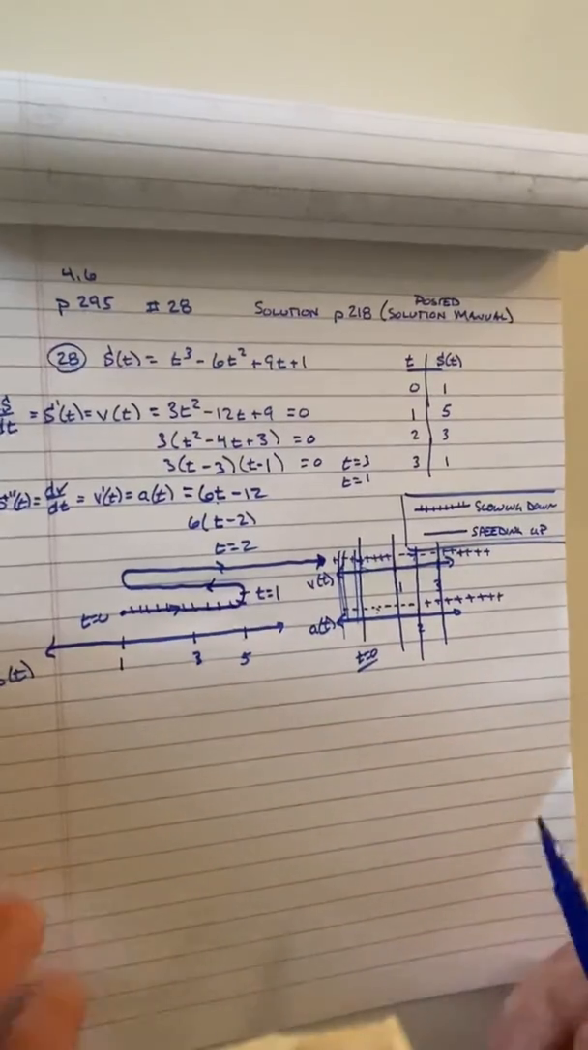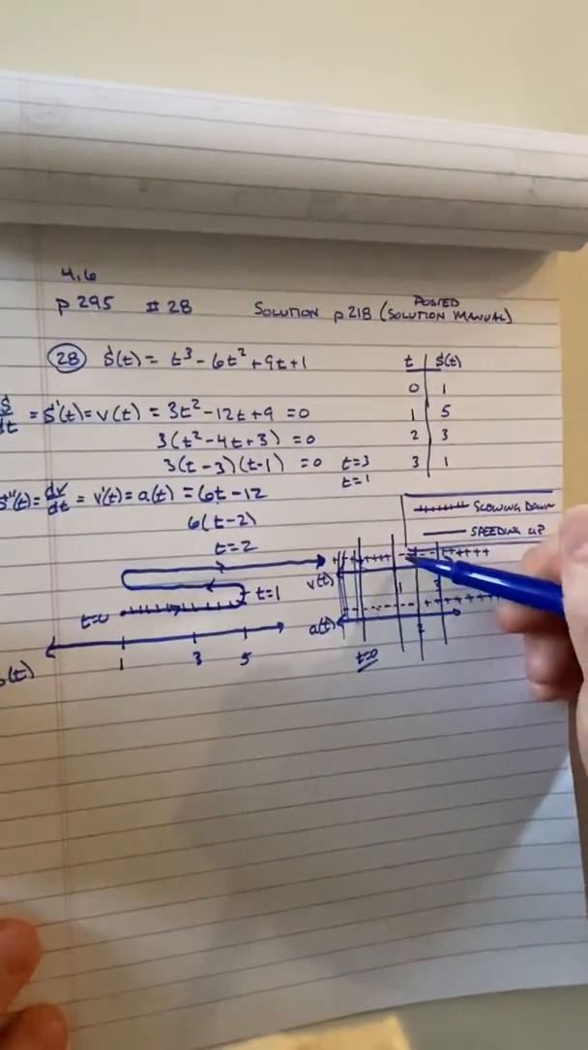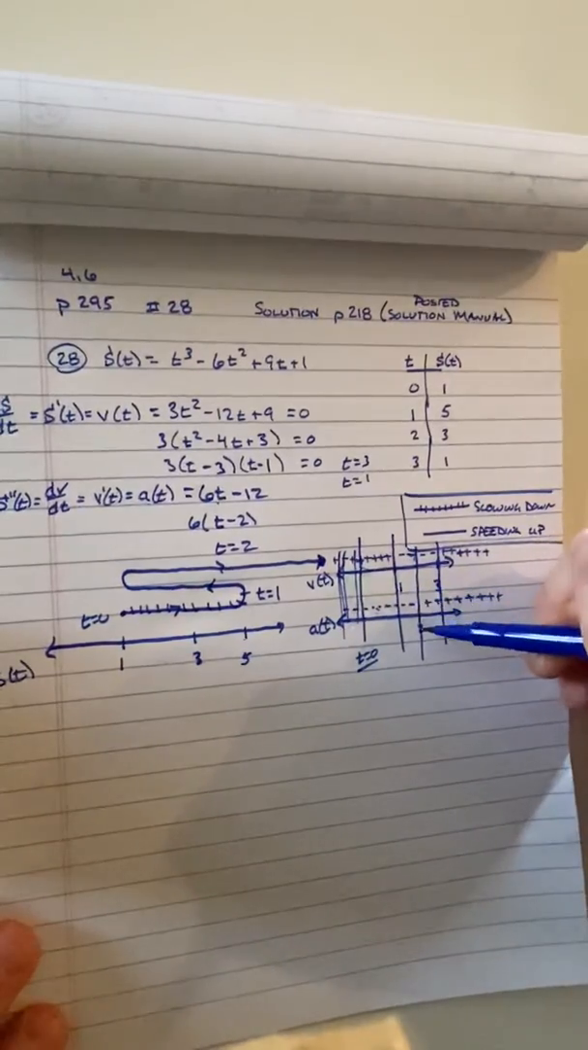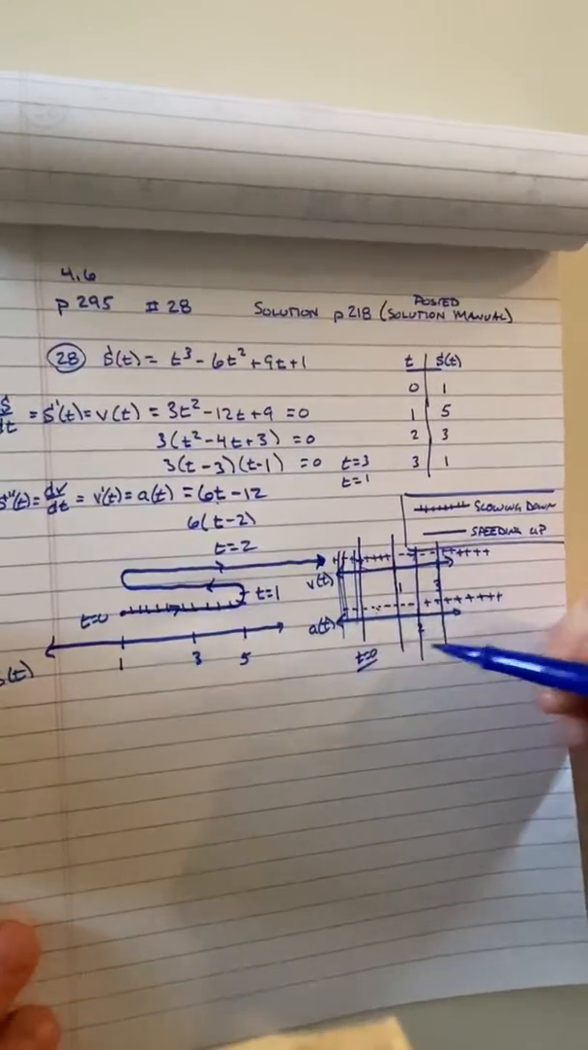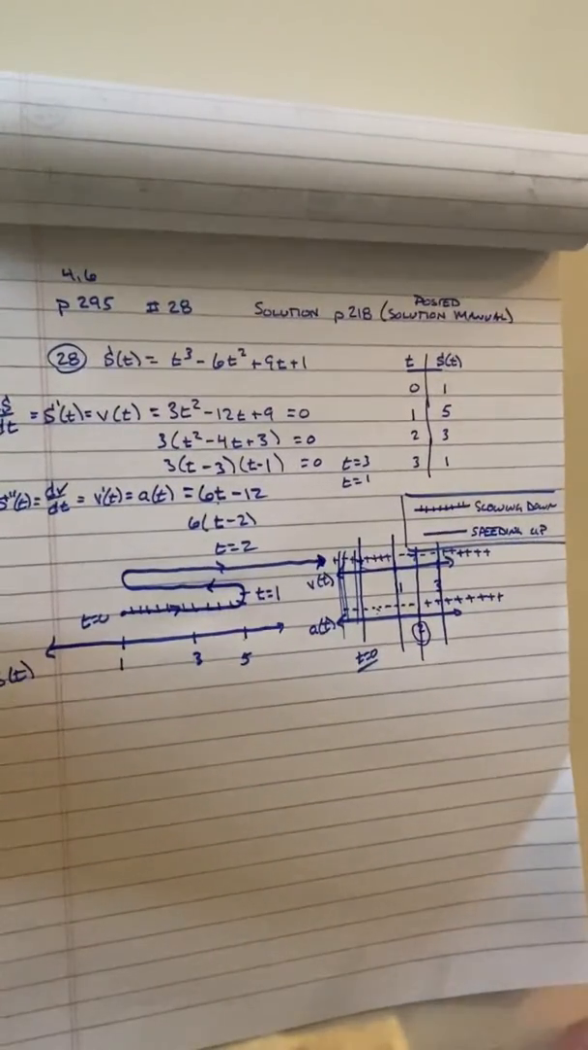Stopped. We stop in our tracks, and we go the other direction. I'm speeding up from 1 to t equals 2. Well, that's the value that I haven't plotted yet. I haven't plotted where t equals 2. In fact, I forgot to label one of my time values.